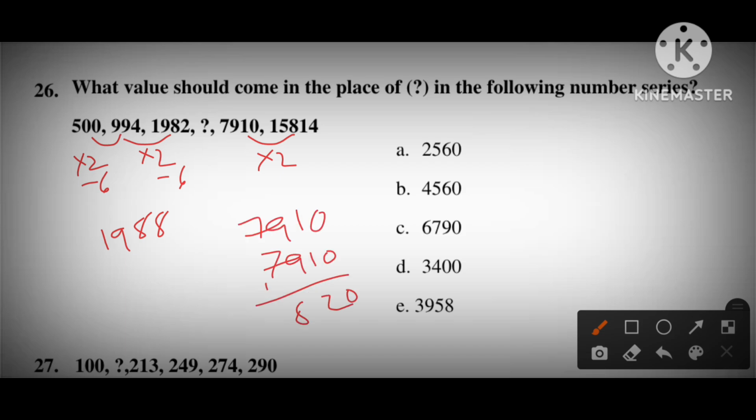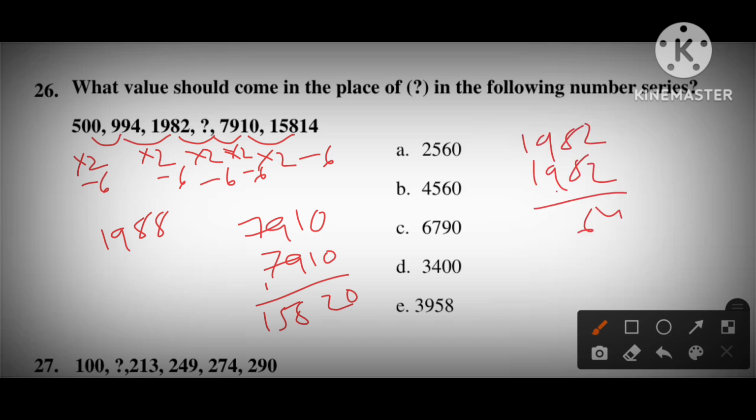20, 18 and 14 and 15, 820. But it is minus 6. So it must be into 2 minus 6. And the next one must be into 2 minus 6. So 1982 into 2 times, 3964 minus 6. So 3958 is our answer. Option E is the answer.